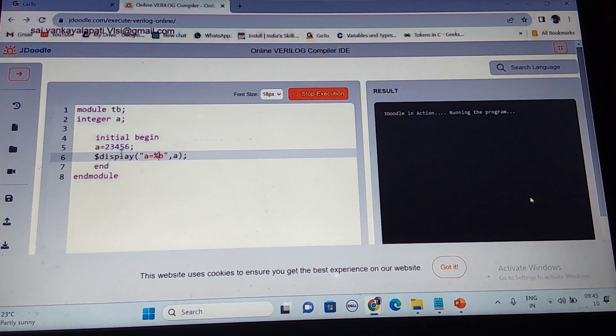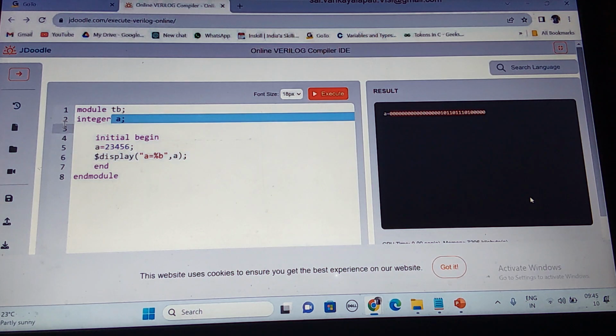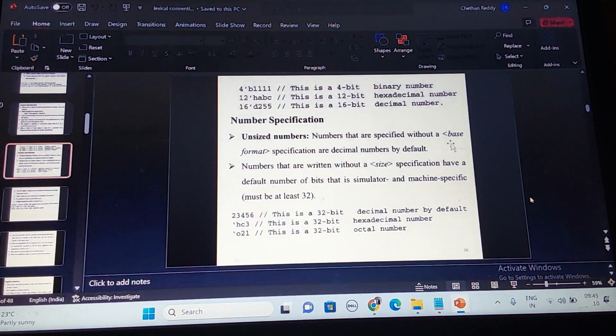Print this in binary. What is the binary equivalent of this? Now to convert this into binary, how many bits will this take? Since I have declared this as an integer, the default size of this integer will be 32 bits. How to understand? The meaning of this first definition is: numbers that are specified without a base format specification are decimal numbers by default. So 2, 3, 4, 5, 6 is a decimal number. This is a 32-bit decimal number by default.